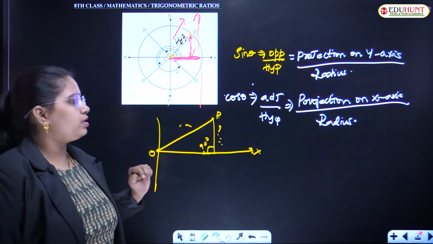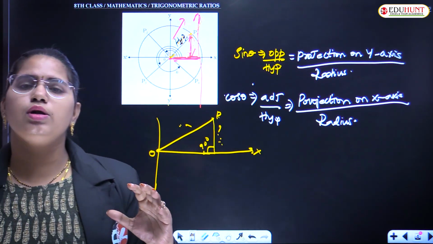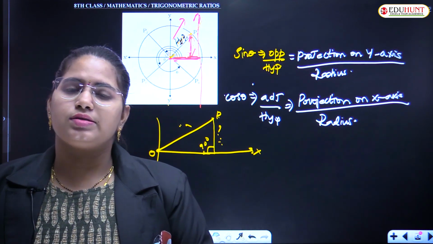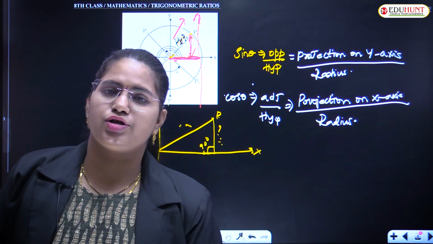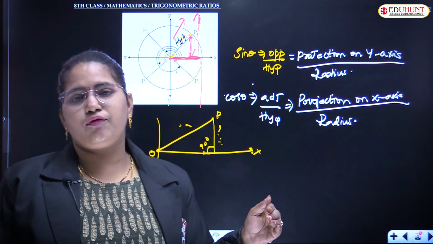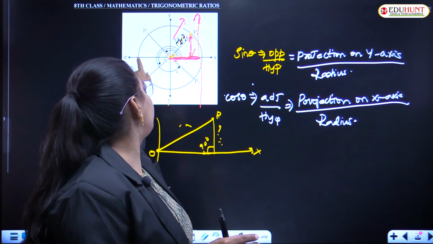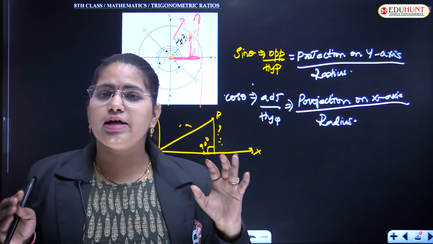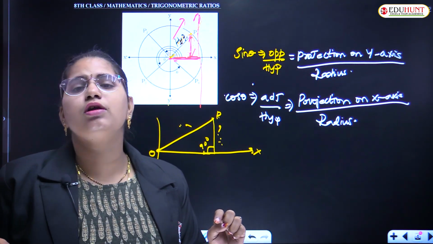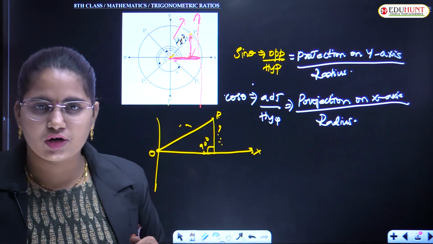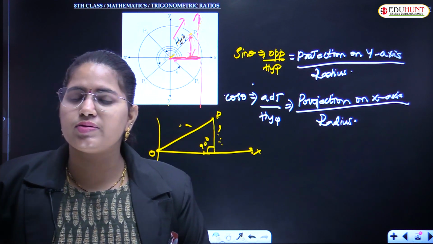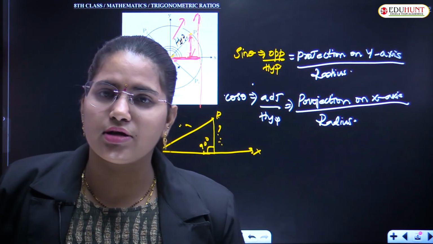The next concept we are going to learn is the signs of the 6 trigonometric ratios in different quarters. In a circle we have 4 different quarters, no? In the first quarter, what are the signs of the 6 different trigonometric ratios? Similarly in the second, third and fourth. This is the concept we are going to learn in the next class.